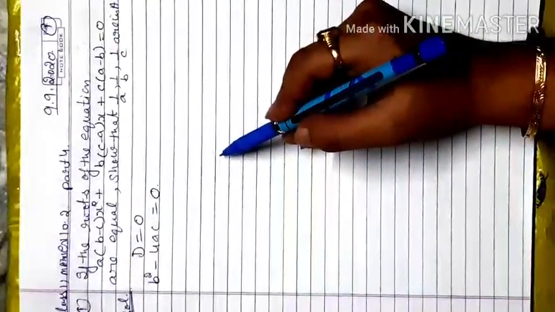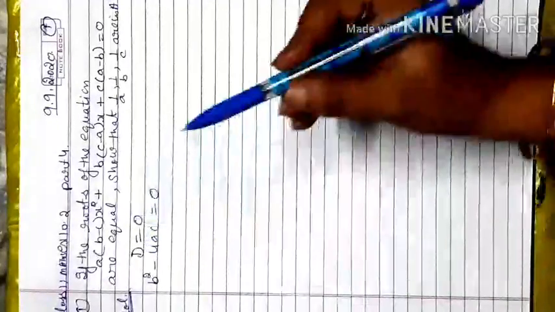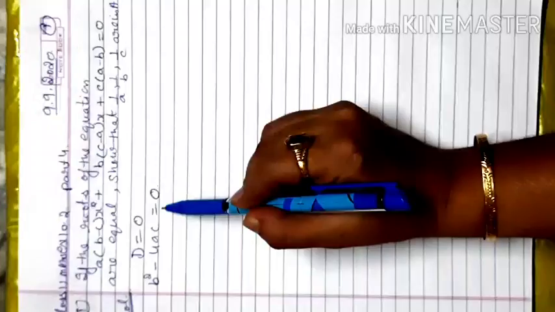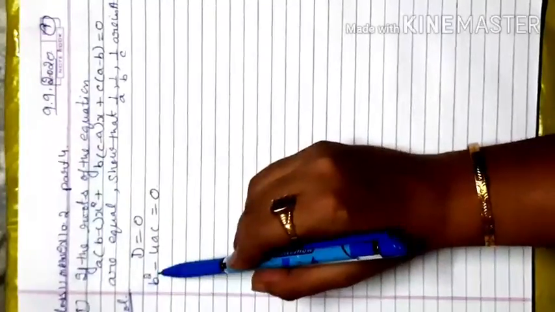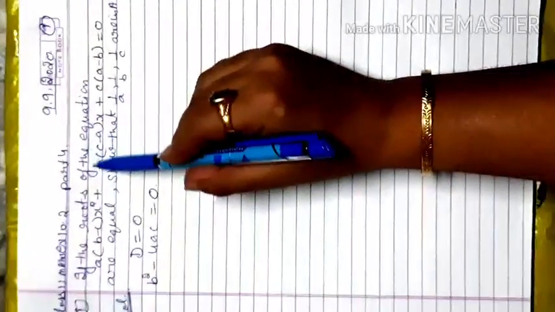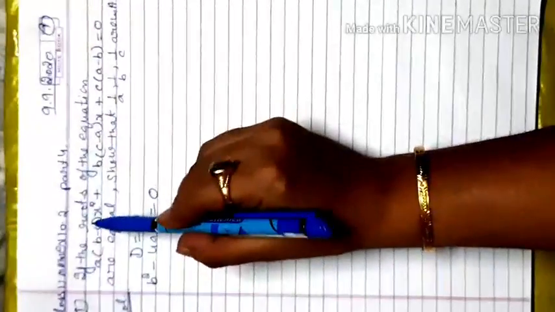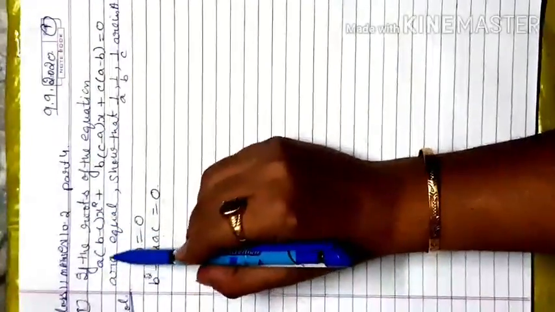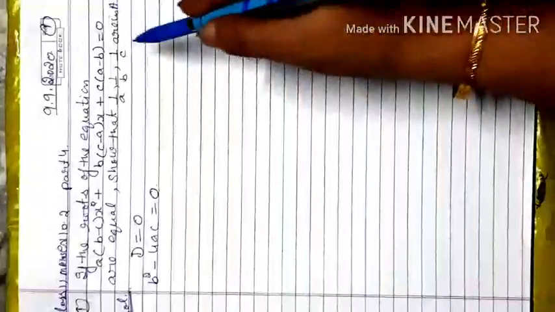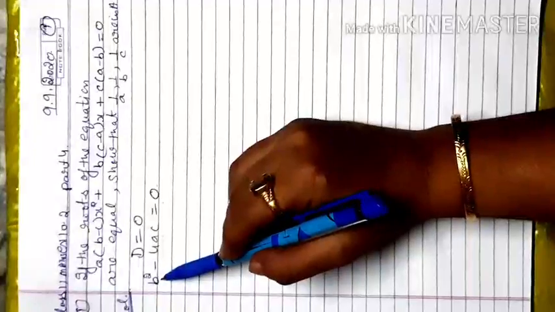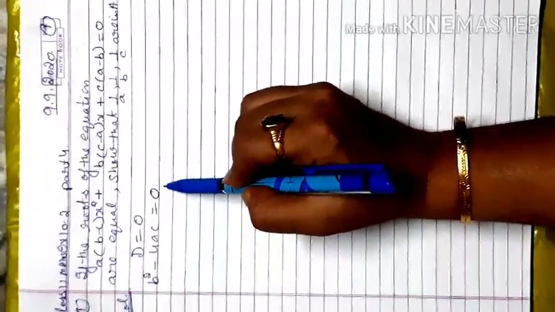What is the condition when the roots are equal? Your discriminant will be 0, and the discriminant formula is b square minus 4ac is equal to 0. This b term is the term accompanied with x raised to power 1, a is the coefficient of x square, and c is considered as your constant term. Now you have to apply these values in b square minus 4ac is equal to 0.